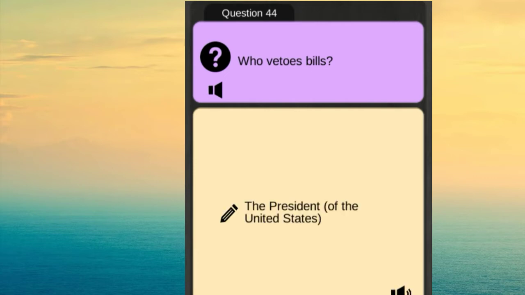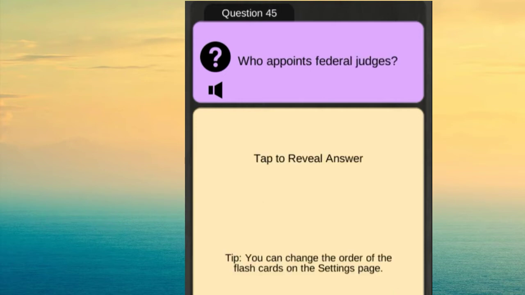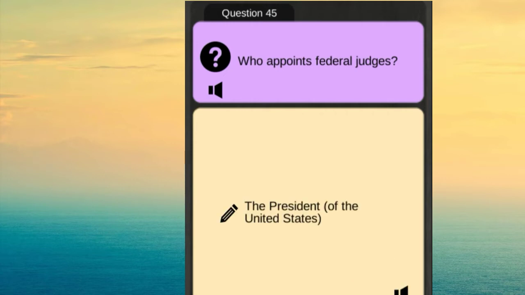Cheese? The President of the United States. Who appoints federal judges? The President of the United States.